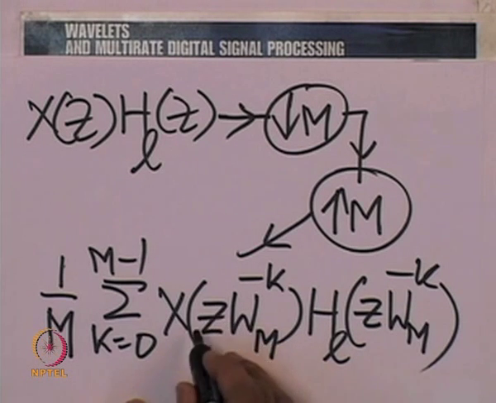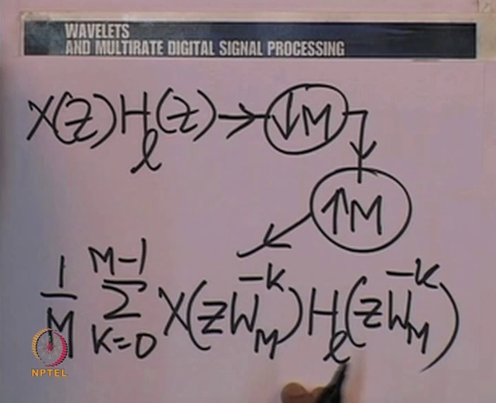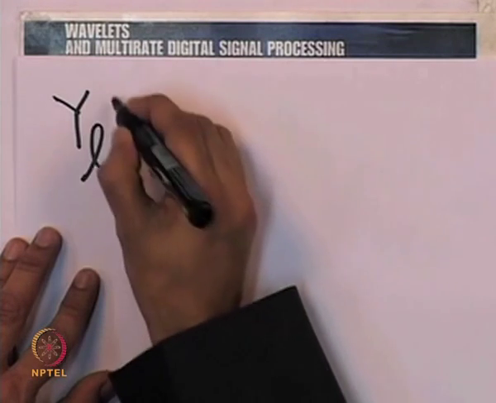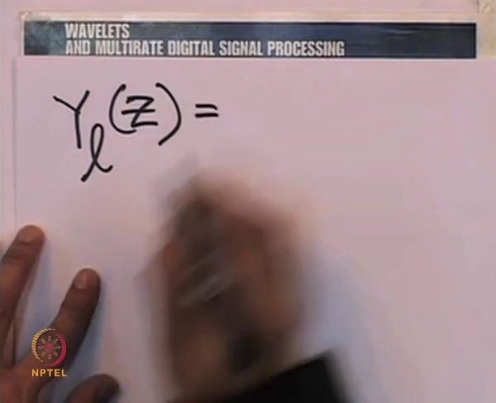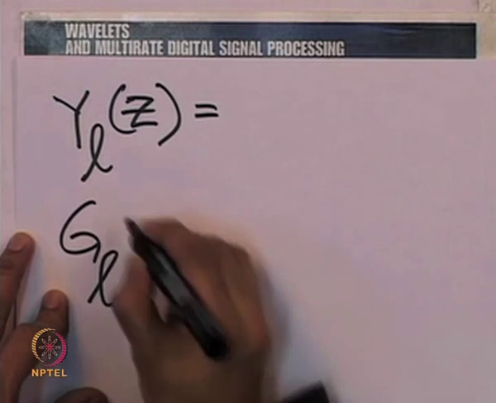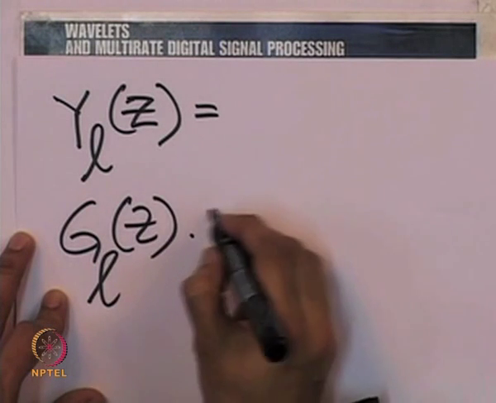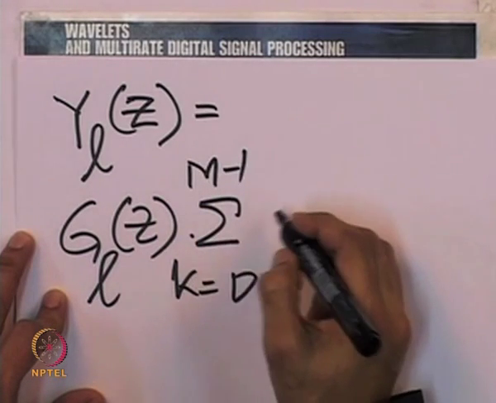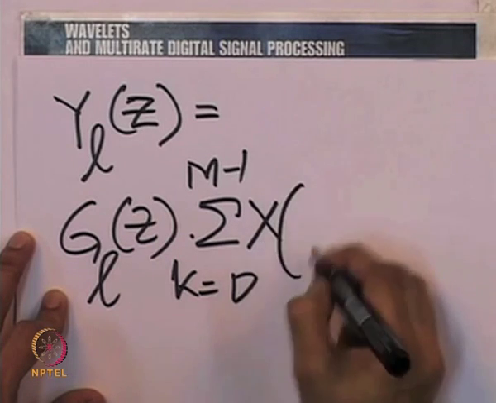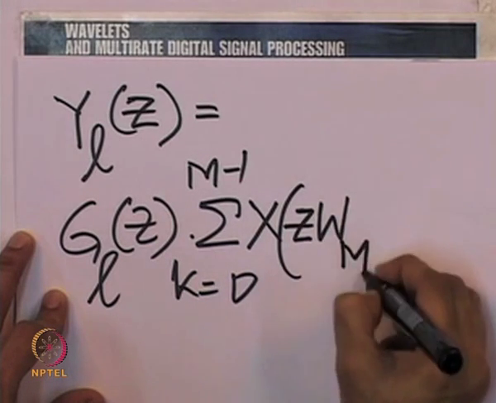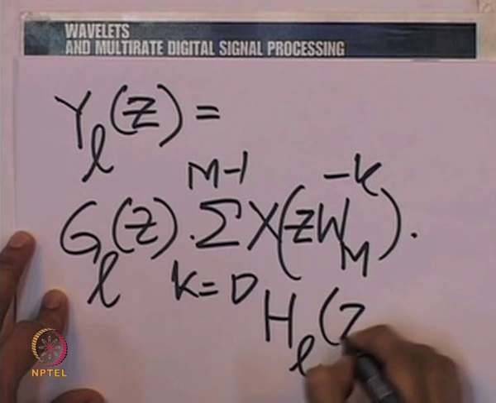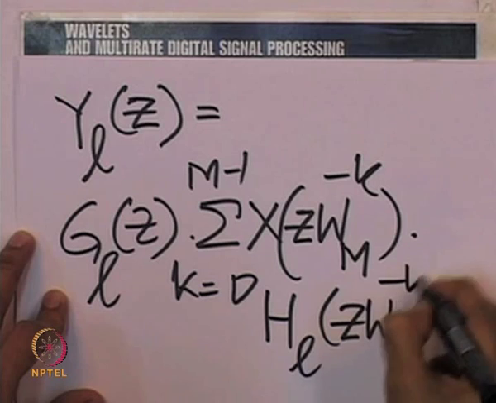And now we know what happens when this is subjected to G(z). That is very easy. So, what we have here essentially is Y_l(z), the lth branch carries on it G_l(z) times summation k going from 0 to M minus 1 X(z W_M^-k) times H_l(z W_M^-k).